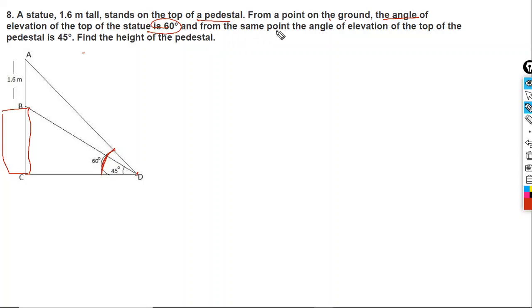From the same point, the angle of elevation of the top of the pedestal is 45 degree. So top of the pedestal is this, and this is the top of building. So this angle is 45 and this big angle is 60 degree. Find the height of the pedestal. Okay, we have to find the height. That means we have to find BC. Well, let's try it out.